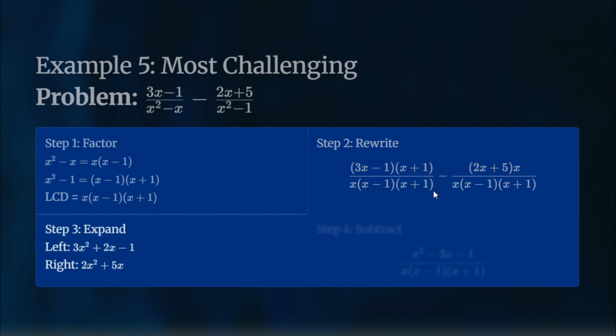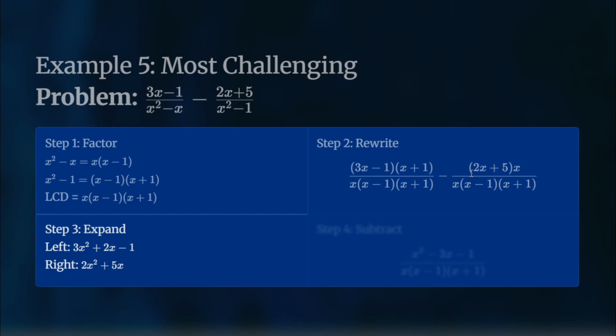Then we can expand our numerators. So here for our first term, we have 3x minus 1 times x plus 1. Using the FOIL method, 3x times x is 3x squared. 3x times 1 is 3x minus x would be 2x. And negative 1 times 1 is negative 1. So my numerator becomes 3x squared plus 2x minus 1.